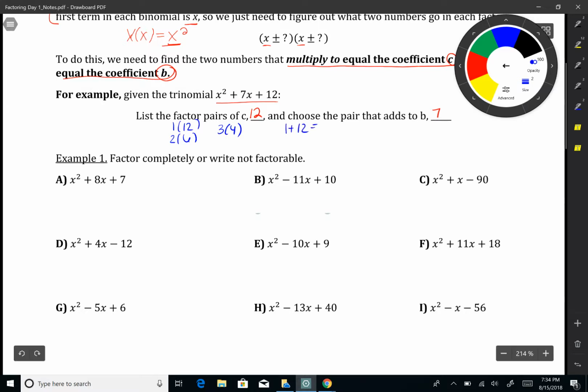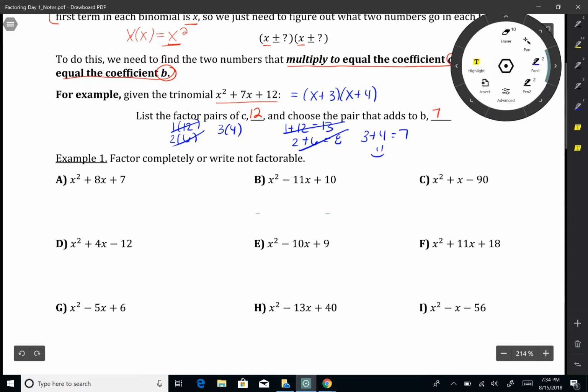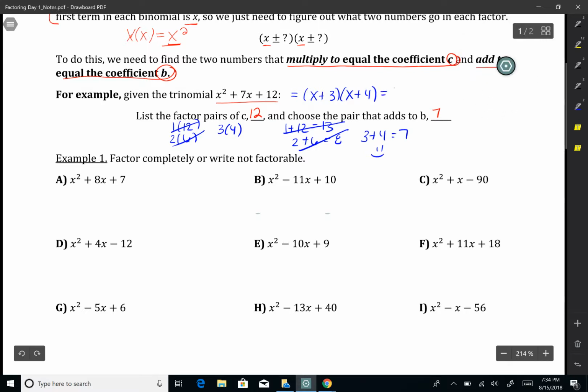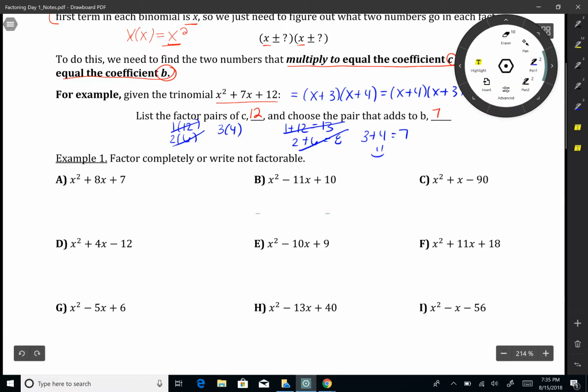1 plus 12 is 13. Definitely not going to be that. 2 plus 6 is 8. Nope. And finally, 3 plus 4, that is 7. That's our winner. So the factored form of x squared plus 7x plus 12 would be x plus 3 times x plus 4. Now, just so we don't have this question in the future, it does not matter which order you write your factors. So if you happen to write x plus 4 first, that is totally fine. Those are equivalent because multiplication is commutative. All right, let's try some examples.